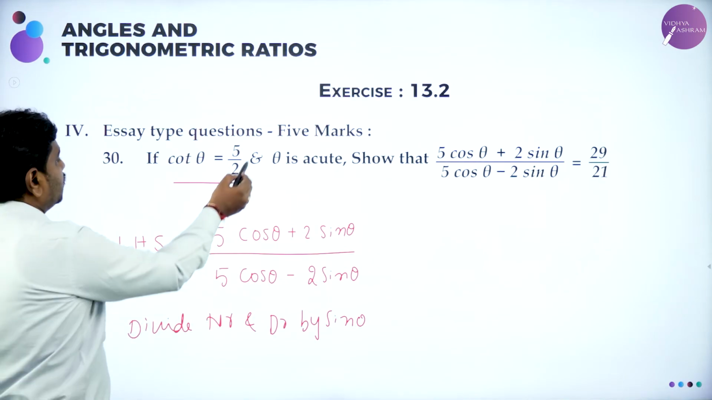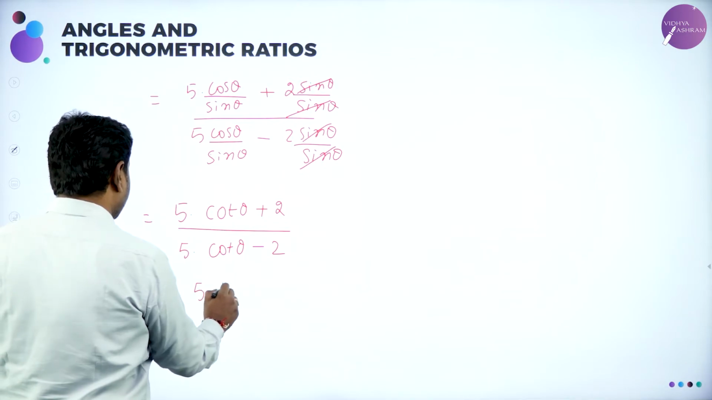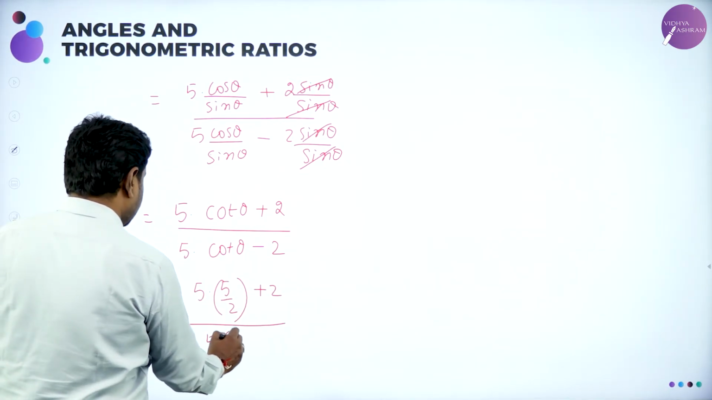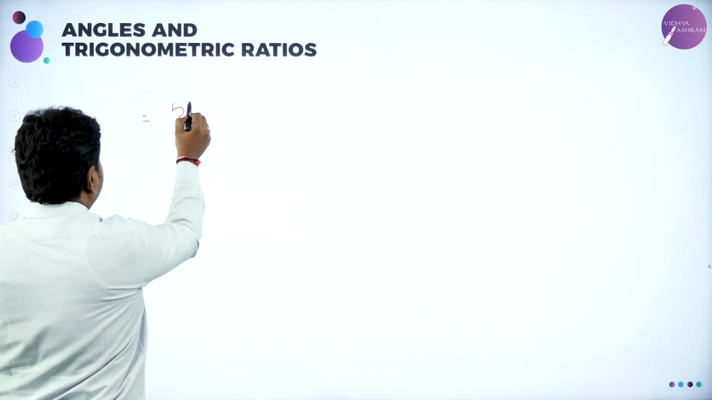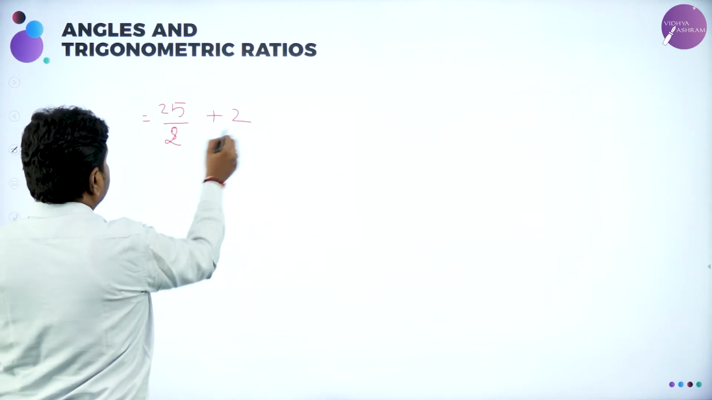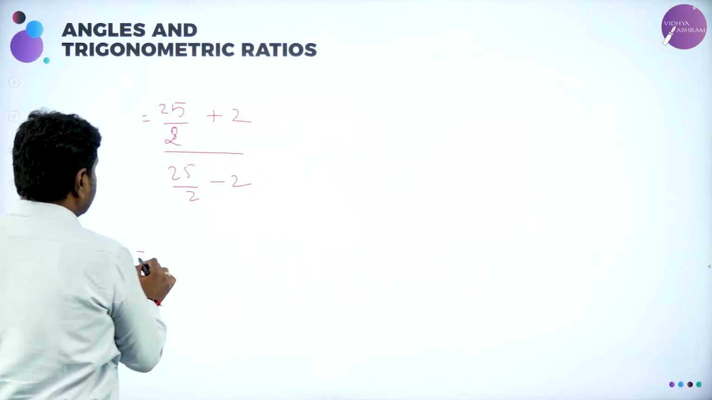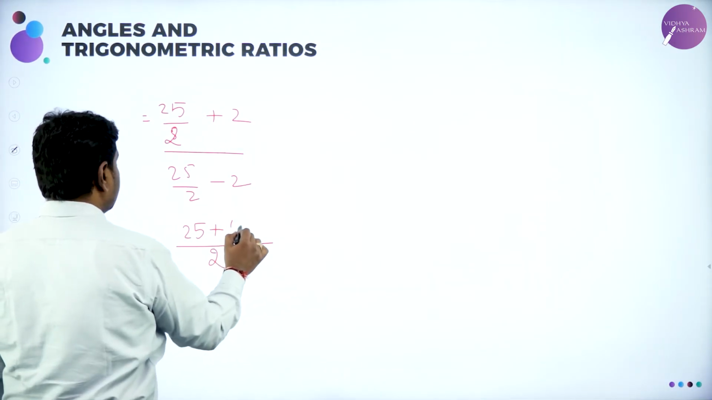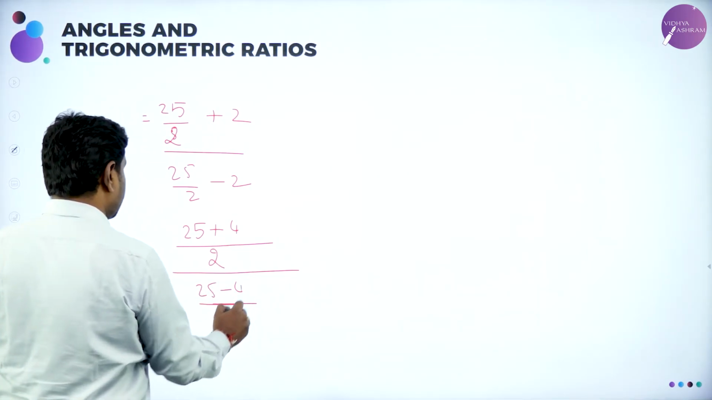But if you read the question, they give cot theta value. What is cot theta? 5 by 2. Substitute it. So 5 into 5 by 2 plus 2 by 5 into 5 by 2 minus 2. Further, 5 into 5 is 25 by 2 plus 2, divided by 5 into 5 is 25 by 2 minus 2. So take LCM for numerator, that will be 2. 25 plus 2 into 2 is 4 by, again take LCM 2. So 25 minus 4.